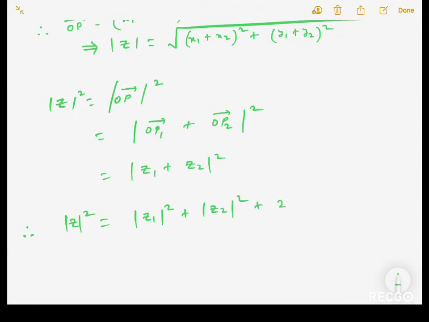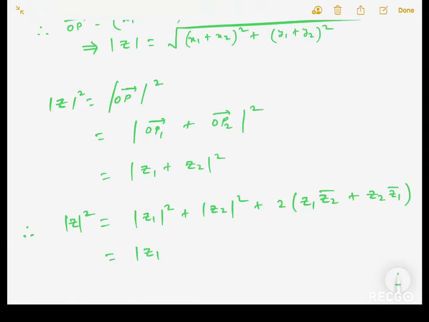There is a typing mistake here. It should be z1 z2 bar plus z2 z1 bar only. The coefficient 2 is written here by mistake. It should not be there. So let me correct it in the next step.